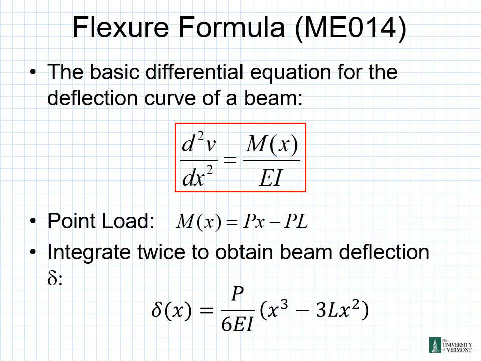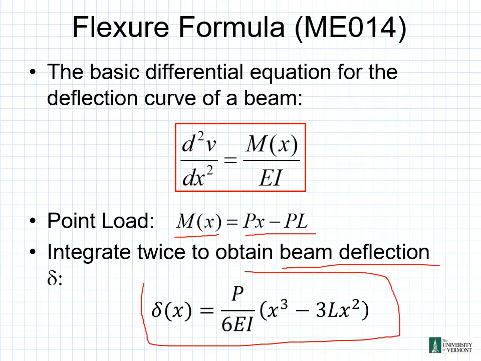So for our point load here, we have a basic differential equation again right there. d squared v over dx squared is equal to M(x) over our EI. Point load, we have M(x) is equal to Px minus PL. Integrate it twice, and we can obtain beam deflection delta. So our delta(x) is given by this relationship down here. After a little bit of calculus, delta of x is equal to P over 6EI times x cubed minus 3Lx squared.